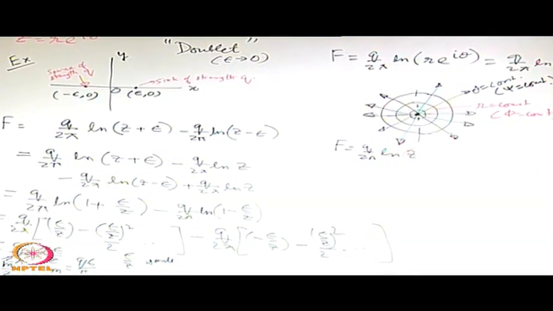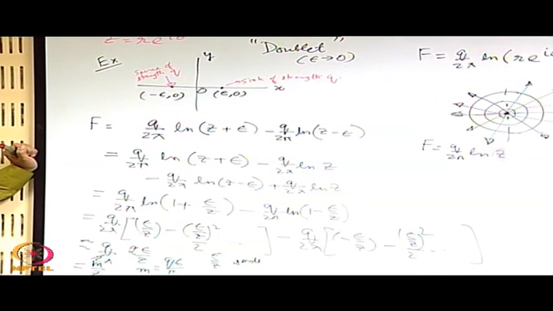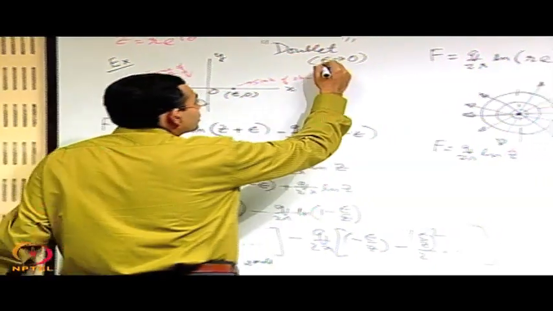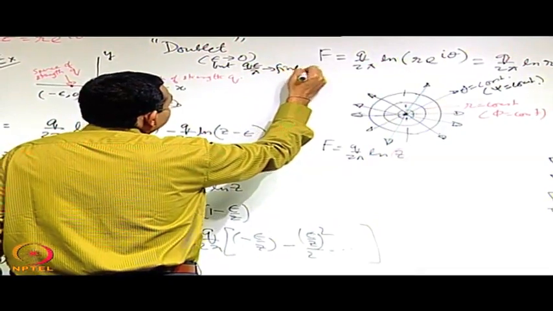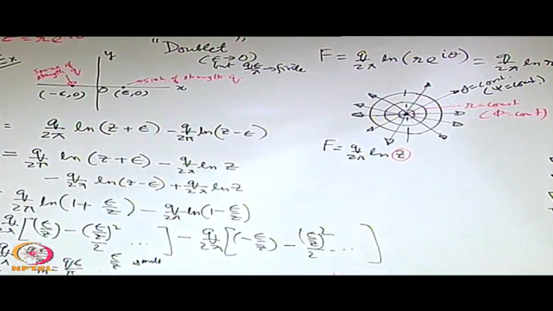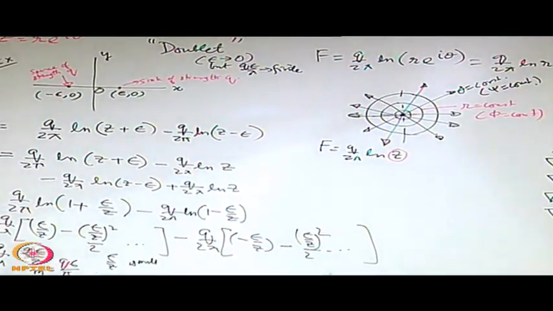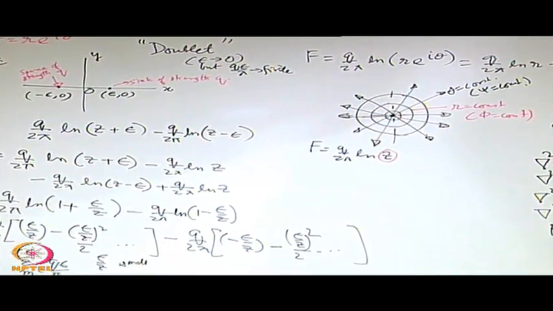But the important thing is, although epsilon tends to 0, we have assumed that q epsilon by pi is finite. That is very important, because if epsilon tends to 0, you always have a chance of q epsilon by pi also tending to 0, but maybe q is so large. So it is a product of two quantities that is important. Q is very large, epsilon is very small, but q into epsilon is finite, that is what we are thinking about, and this is known as a doublet, that is the name.